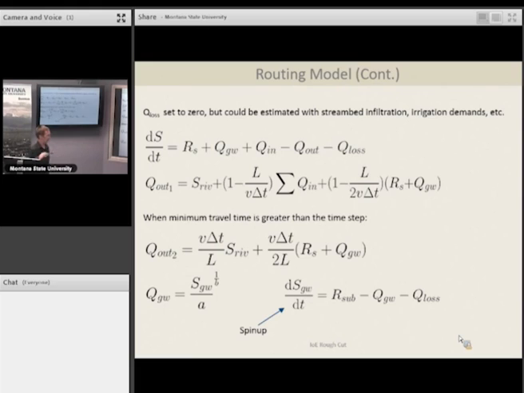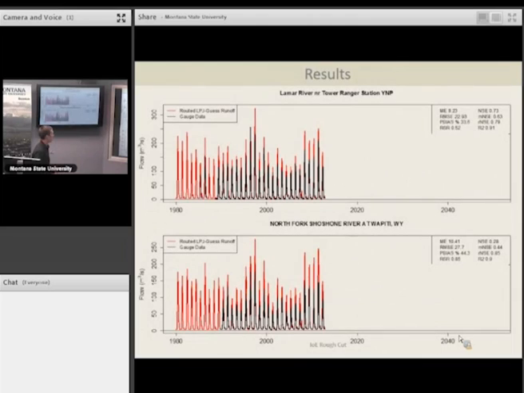We're storing subsurface runoff as groundwater, and then it discharges into the stream based on a nonlinear relationship. And we spin that up to fill up the groundwater. This is during the historic period of the model, which was just using historic DayMet data. We routed the runoff and got pretty good statistics. The main statistic used is the Nash-Sutcliffe efficiency.